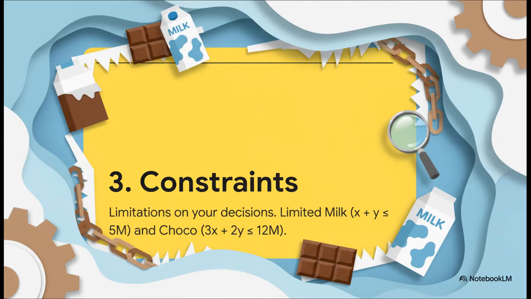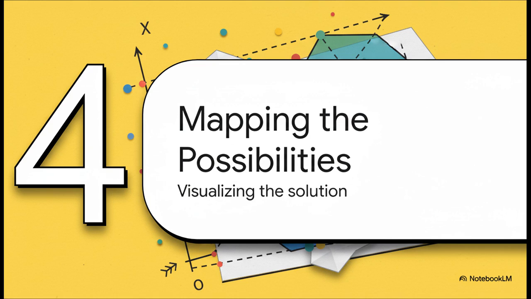And finally, the constraints. Think of these as the rules of the game, the real-world limits we have to follow. We only have 5 million units of milk and 12 million units of choco. These 2 inequalities you see here are just the mathematical way of writing down those limits. Any solution we come up with has to satisfy these conditions. It's not a suggestion.